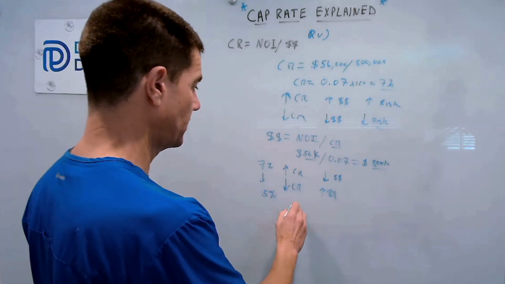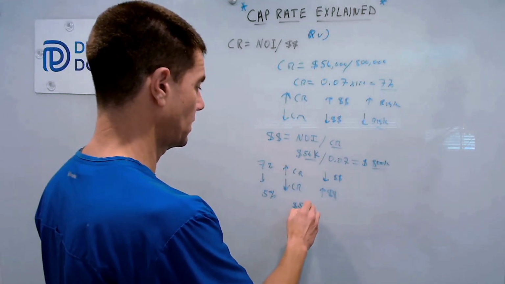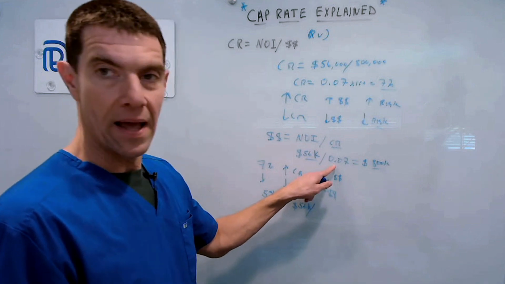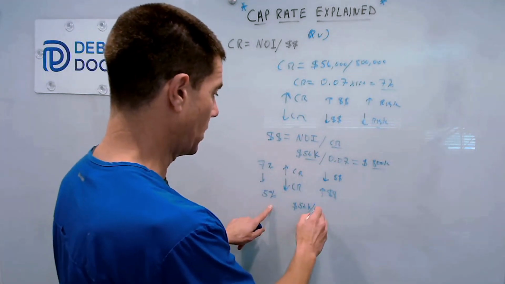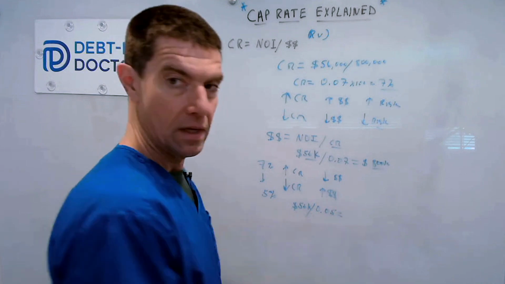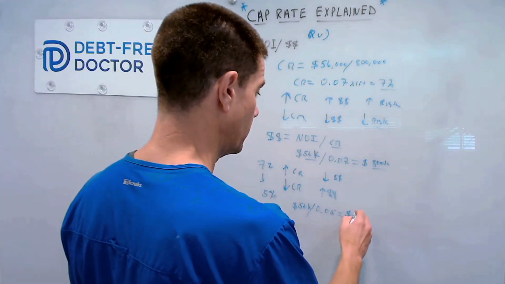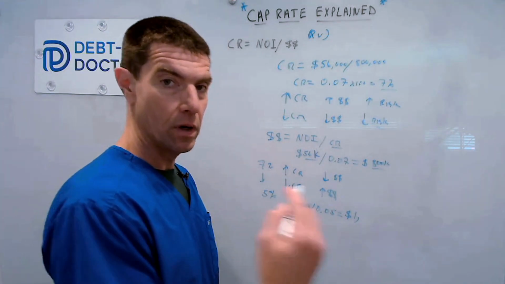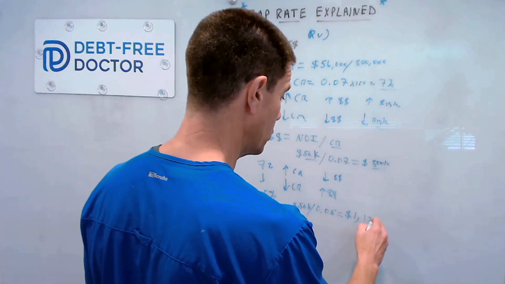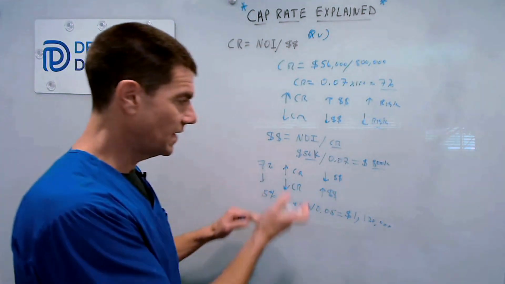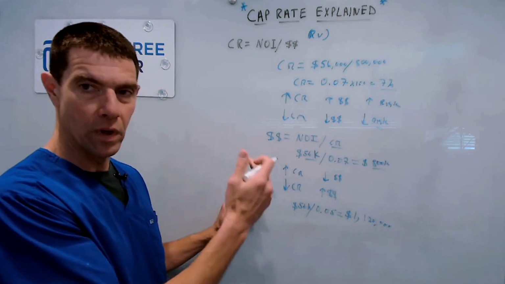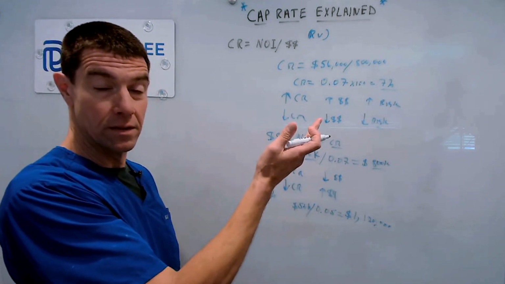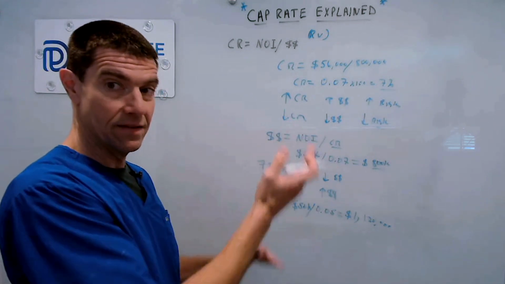So if the NOI stays the same, we take the $56,000, and before we divided it by 7%, now we're going to divide it by 5%. Now this is worth not $800,000, but $1,120,000. So you can see from this example that a lower cap rate really increases the property's value. It's an inverse effect. I hope that example helped.